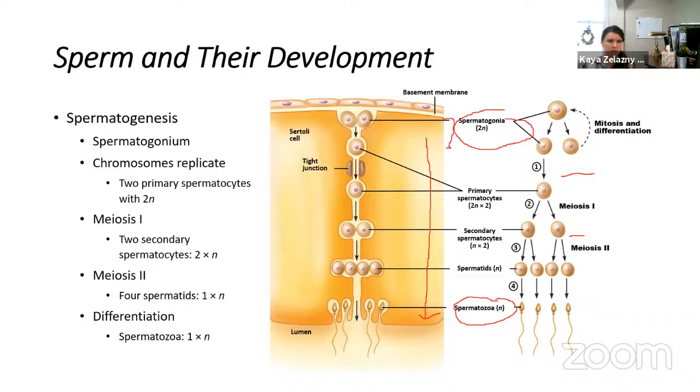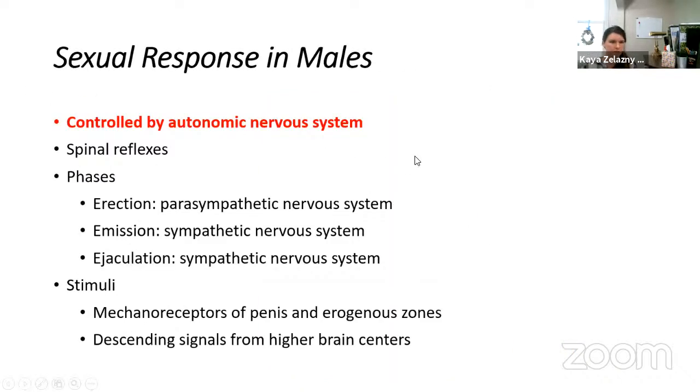We had left off with a brief note on the sexual response in males. I just want to remind you, because I know we had one slide left, that mainly what we were thinking about was the difference between parasympathetic and sympathetic innervation here. We start with the erection caused by parasympathetics, and we lead to emission and ejaculation that are under the control of the sympathetic nervous system. All of this is receiving signals from mechanoreceptors in the penis and the erogenous zones, as well as some input from higher brain centers.